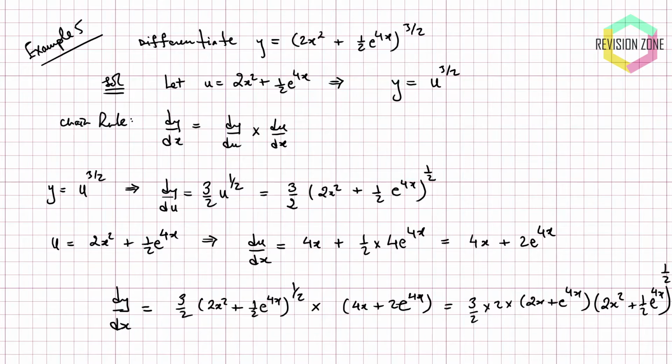And since these 2's are going to cancel, then the final answer can simply just be written as 3 multiplied by 2x plus e to the 4x multiplied by 2x squared plus a half e to the 4x, and the whole thing then is to the power of a half. So we've worked out a derivative for our function y in this case.